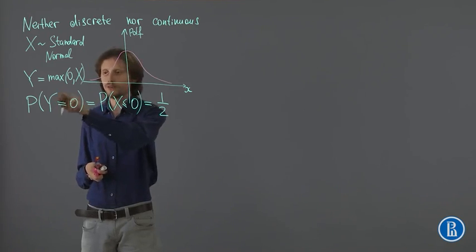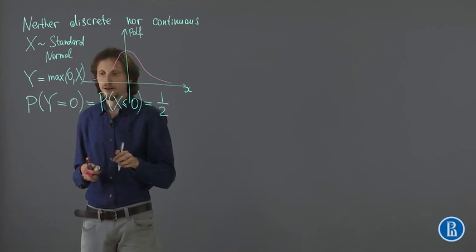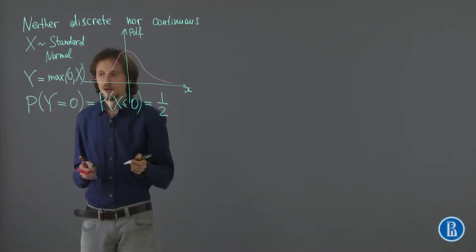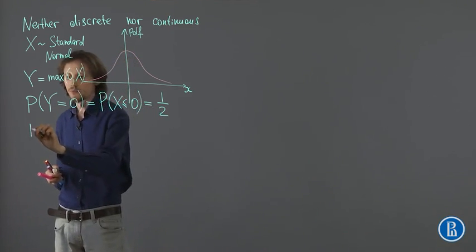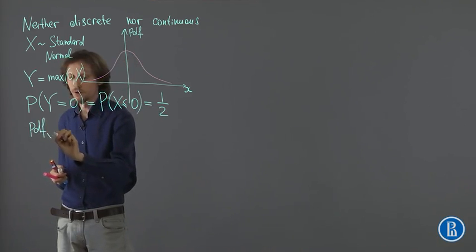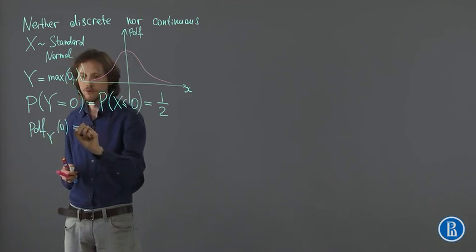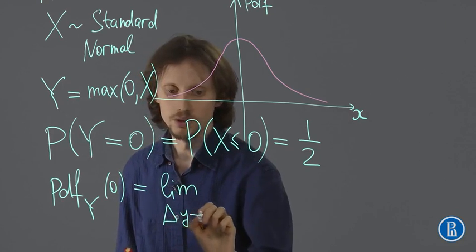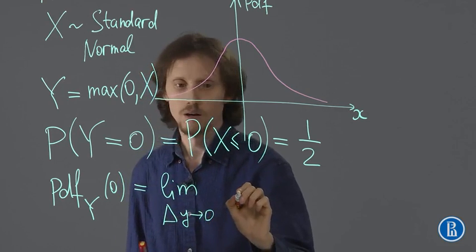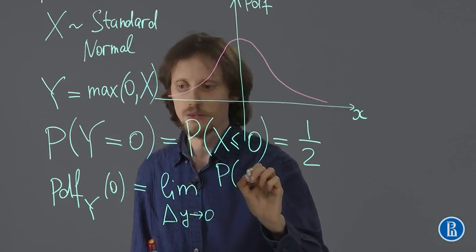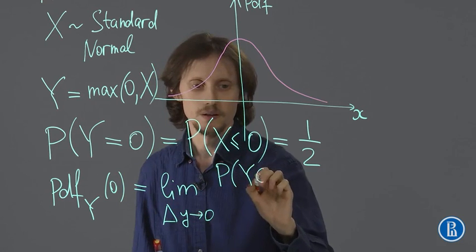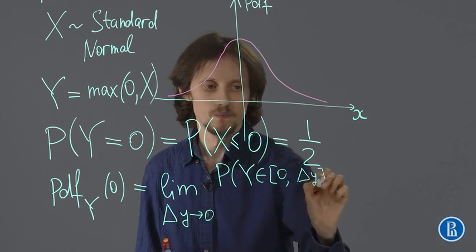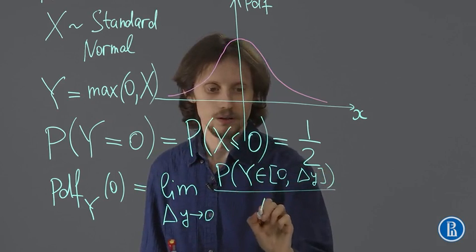This means that this random variable y cannot have a probability density function defined at this point 0. Indeed, if we try to find the probability density function of y at point 0, we have to consider a limit for delta y tending to 0 of the probability that y lies in the segment from 0 to delta y, over delta y.